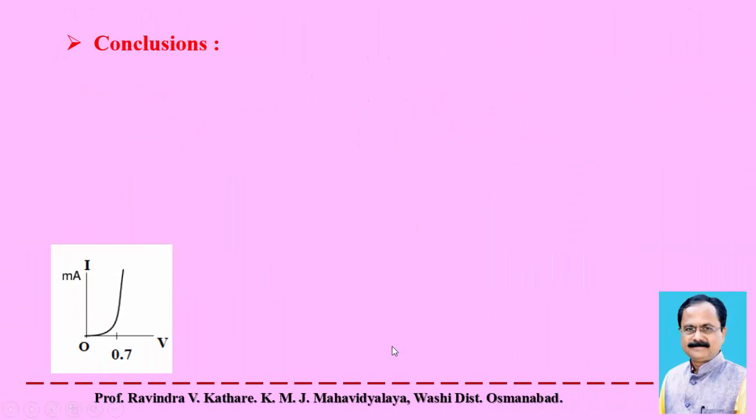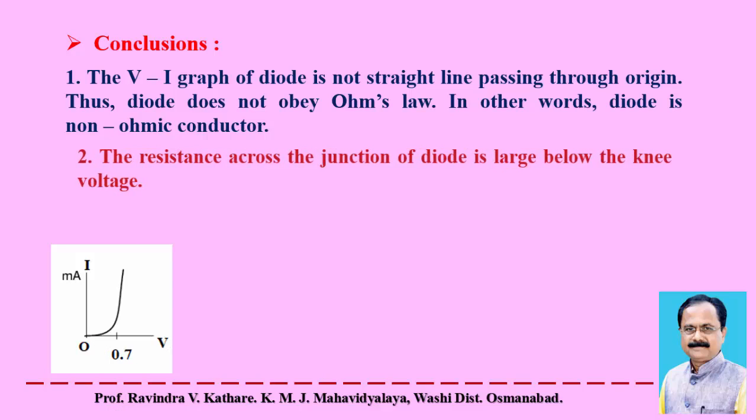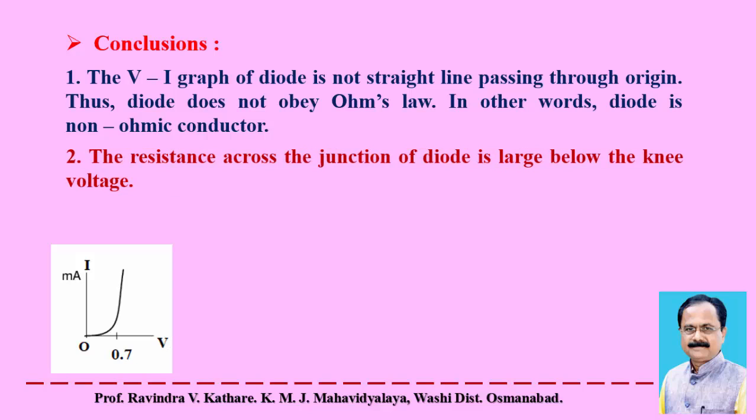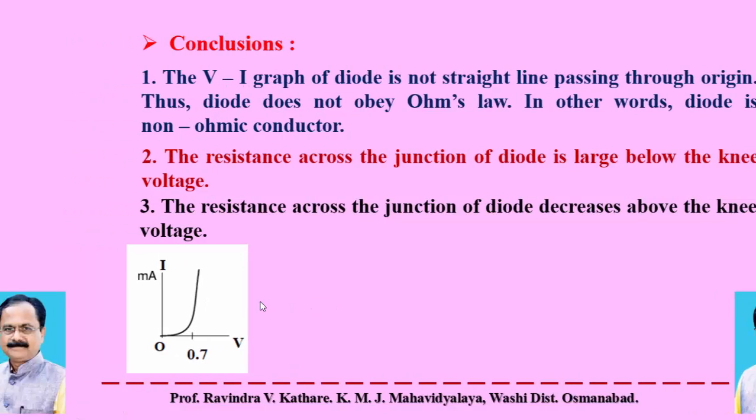Then the conclusions of the forward bias characteristics. The voltage-current graph of a diode is not a straight line passing through the origin. Thus, the diode does not obey Ohm's law, or in other words, the diode is a non-ohmic conductor. Second, the resistance across the junction of the diode is large below the knee voltage. And third, the resistance across the junction diode decreases above the knee voltage.